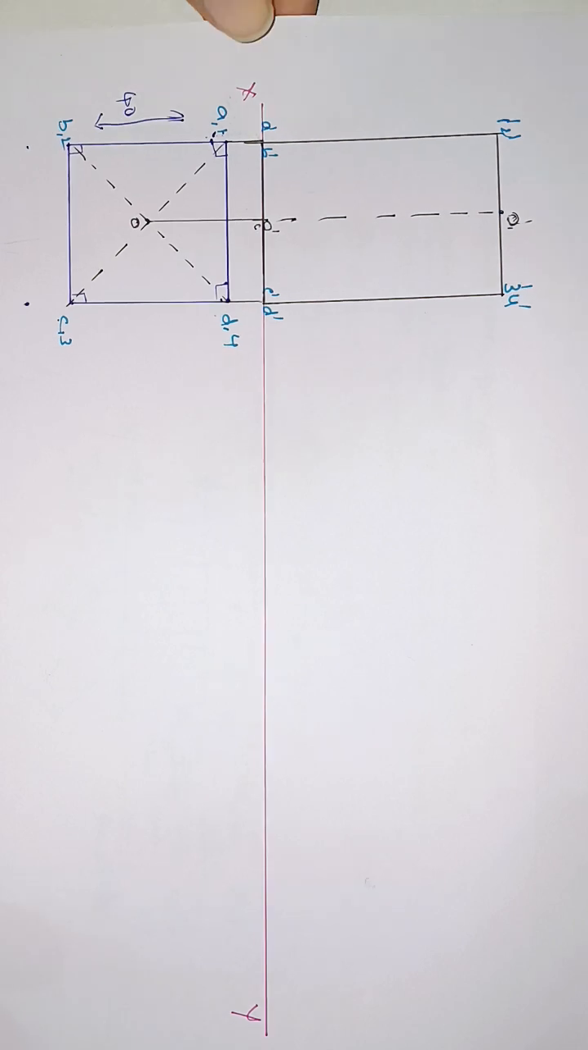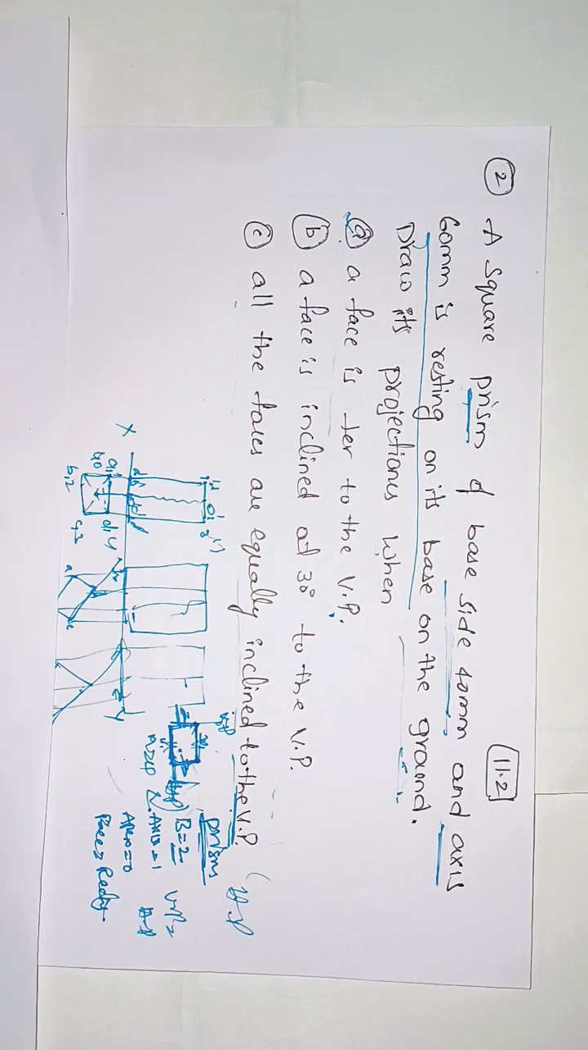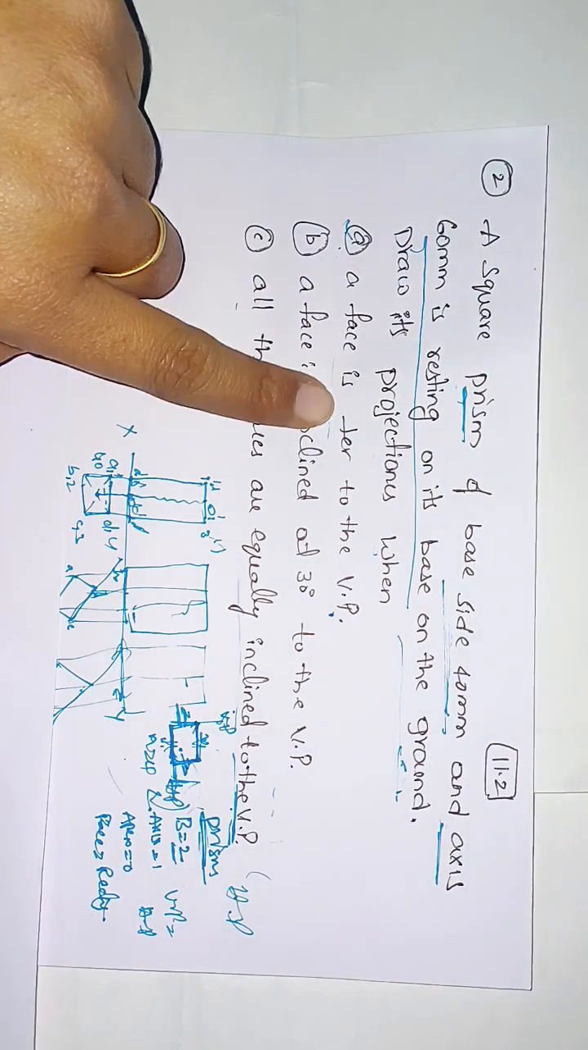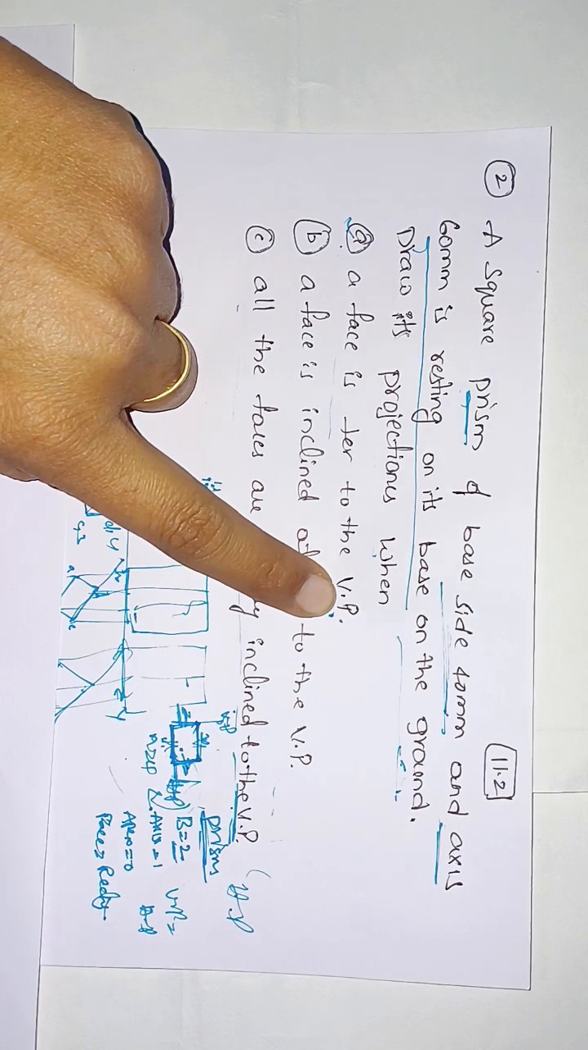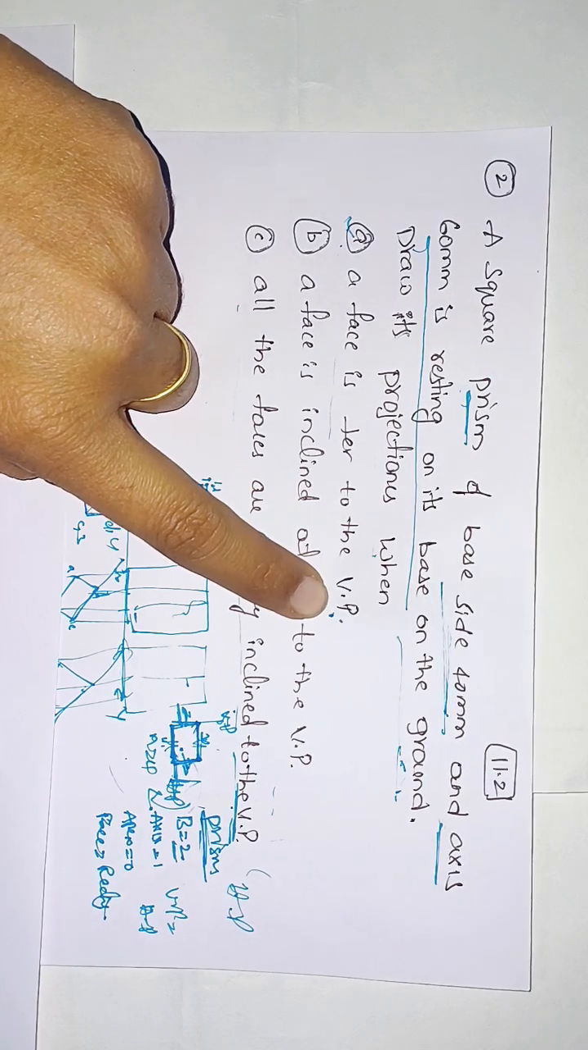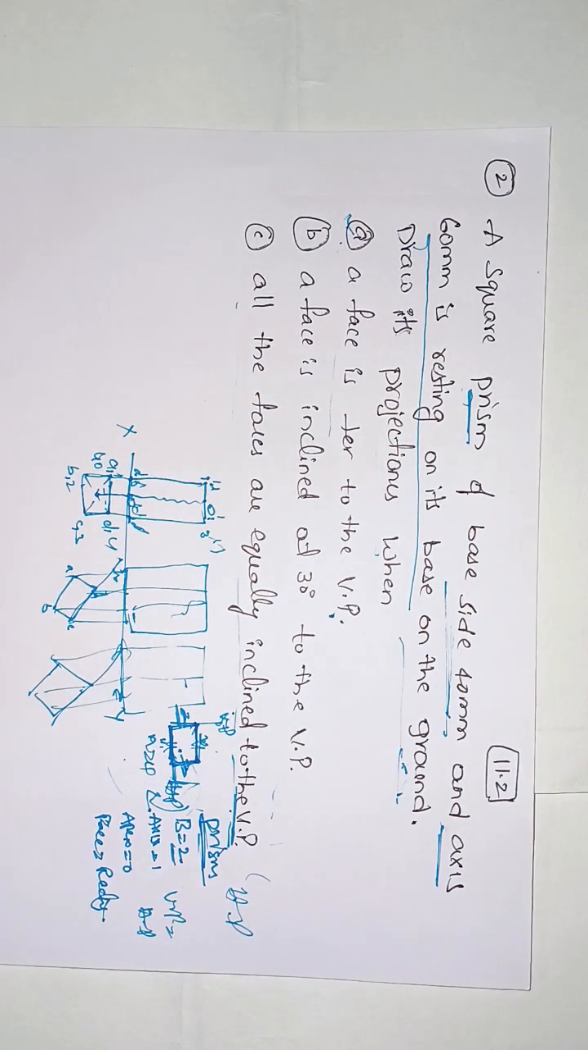So this one is the first stage. We have already done the first stage, that is, a face is perpendicular to the VP, which means definitely it is parallel to the HP. So one face is parallel to the HP. So we have done this one.